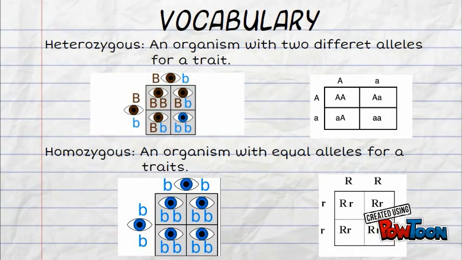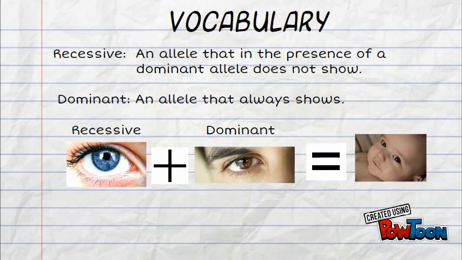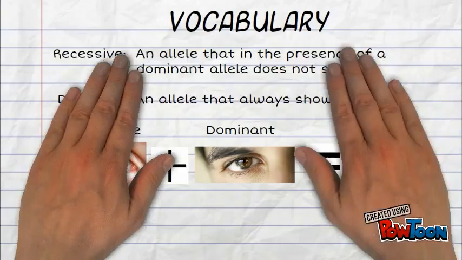Vocabulary: heterozygous, an organism with two different alleles for traits. Homozygous, an organism with equal alleles for traits. Recessive, an allele that in the presence of a dominant allele does not show. Dominant, an allele that always shows. Recessive is blue eyes, dominant are brown eyes.